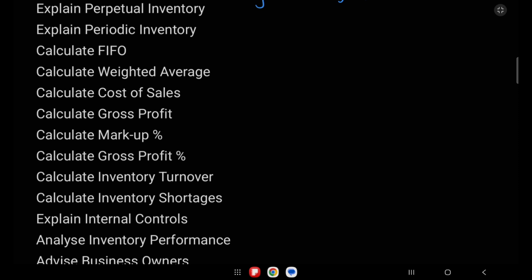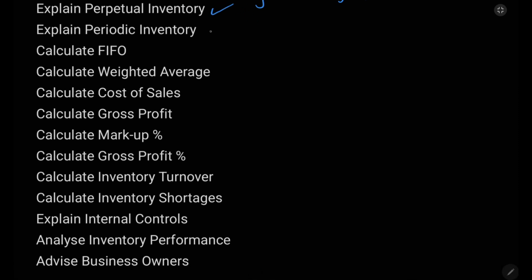Guys, what you should remember is that you know what your inventory is, right? You can explain what inventory is. It's basically things that you buy and plan to resell in order to make a profit. Okay. Then inventory systems, you have the perpetual and periodic inventory systems. With the perpetual, remember, you always count your stock whenever you sell something. And with the periodic, you count your stock at the end of the financial year or at a later stage.